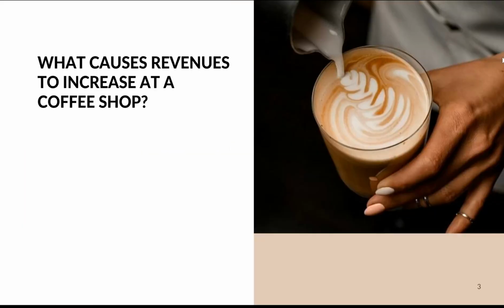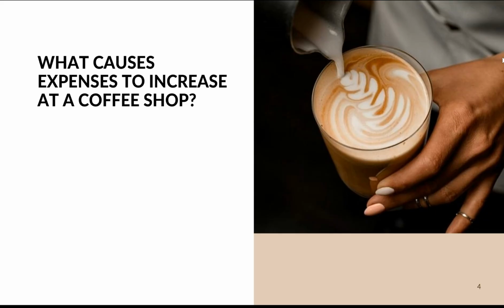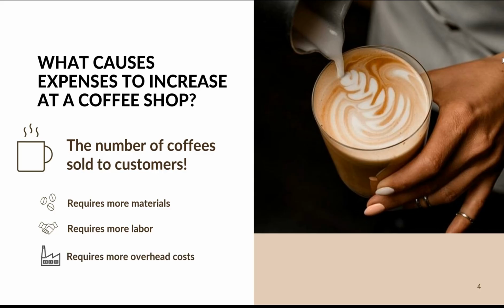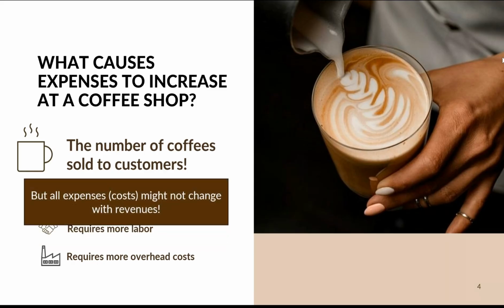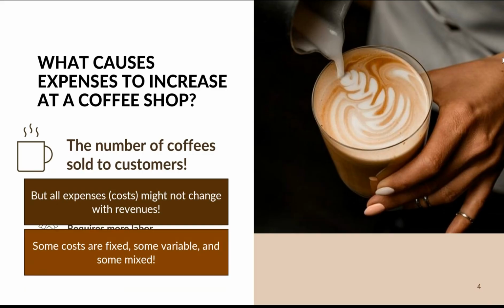For example, what causes revenues to increase at a coffee shop? Well, the number of coffees they sell. What causes expenses then to increase at a coffee shop? The number of coffees they sell. Because the more coffees they sell, the more materials they're going to need, the more labor, and maybe more overhead costs as well. But as our revenues increase from selling coffees, not all costs will change. Some of our costs are fixed, some are variable, and some are mixed. And so we're going to look at those different costs.